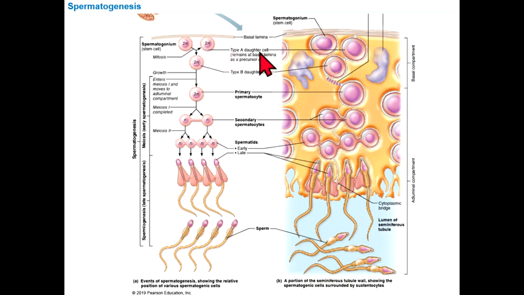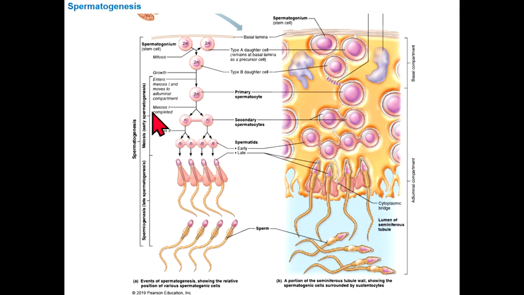So the type A daughter cell is going to stay at the basal lamina, so it can do the same thing all over again. Where the other copy is actually going to go through spermatogenesis through this process. So this type B daughter cell will now enter spermatogenesis and go through meiosis, which we talked about at the beginning of this chapter. So here's our diploid cell, which becomes a primary spermatocyte.